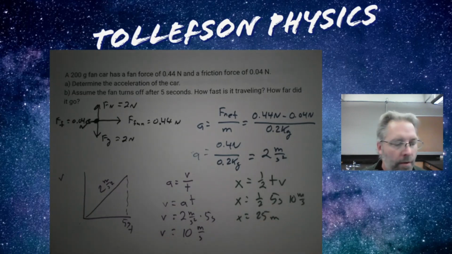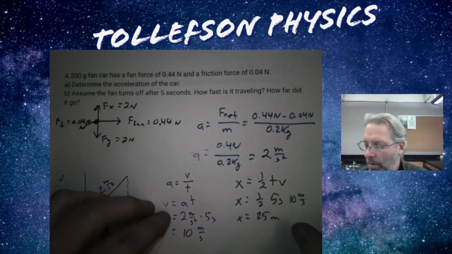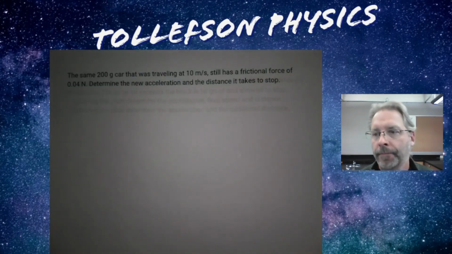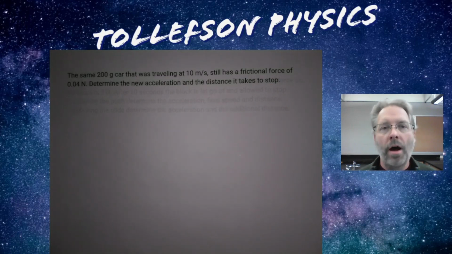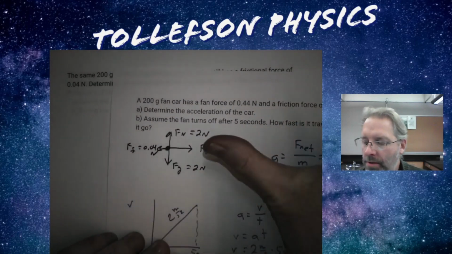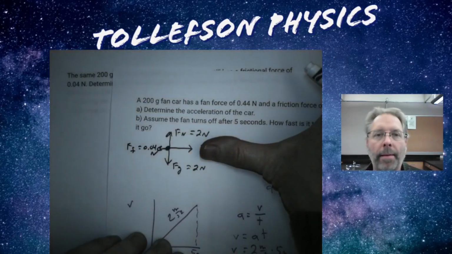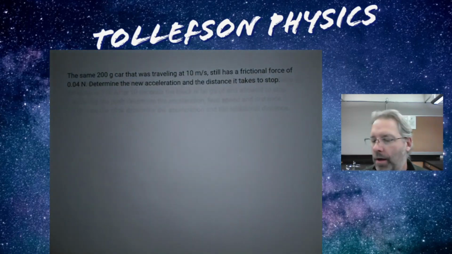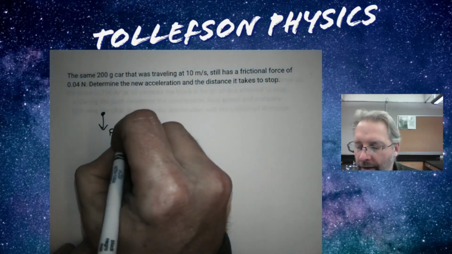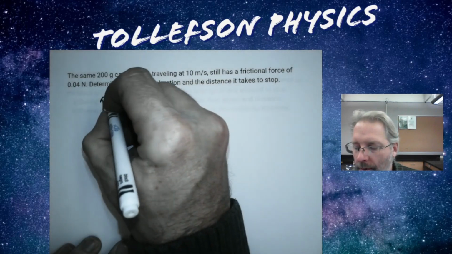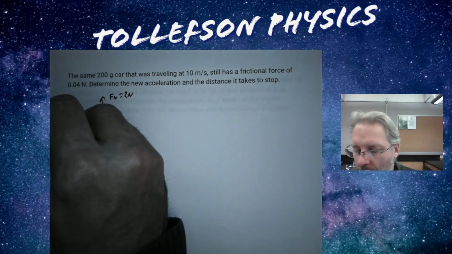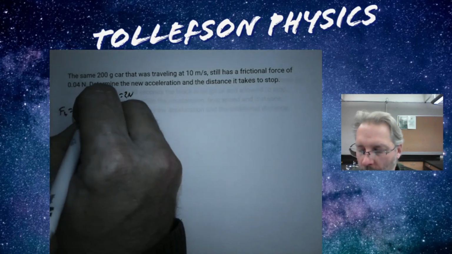Now let's go to what happens if the fan turns off. If the fan turns off, our force diagram is going to change. Basically, the force of the fan goes bye-bye. So in my new force diagram, the force due to gravity is still 2 newtons, the normal force is still 2 newtons, and the force of friction is still 0.04 newtons.